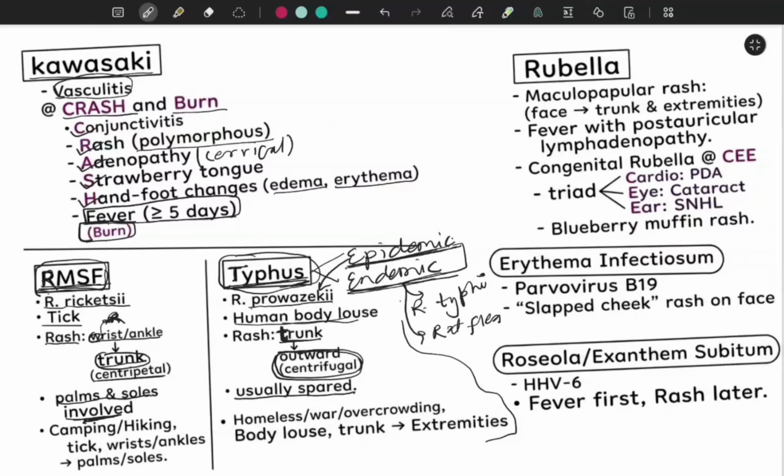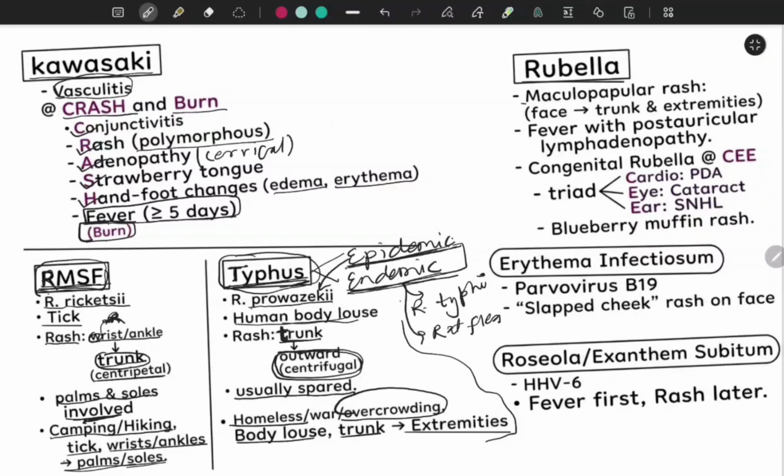The important clinical setting for Rocky Mountain fever is a patient who went for camping or hiking, then tick exposure, rash appears first on wrist and ankles, and then spreads to palms and soles. The clinical setting for typhus is homeless refugee camps, overcrowded conditions, exposure to body louse, and the rash first appears on the trunk, spreads to extremities, sparing palms and soles.